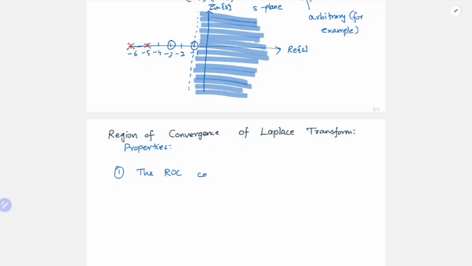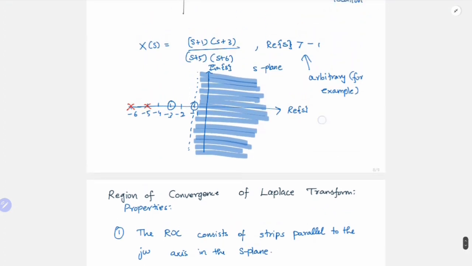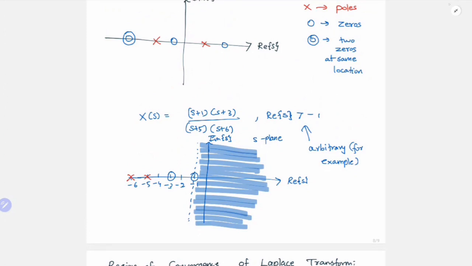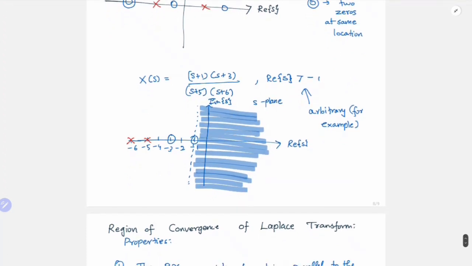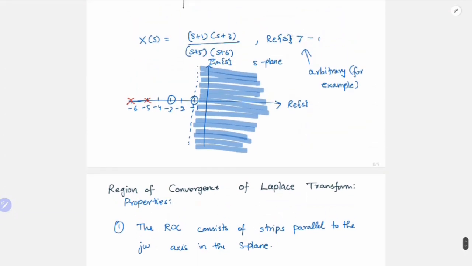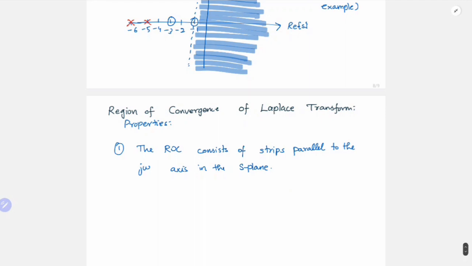The ROC consists of strips parallel to the j omega axis in the s-plane. Why? Because we saw that it depends only on real of s, because only the exponent part determines convergence, not the periodic part of s. The frequency part of s is not going to determine the convergence. So if it depends only on real of s, then we find it parallel to the j omega axis. If, let's say, s equals -1, it is going to be like this, the entire omega. So that's why we get this.